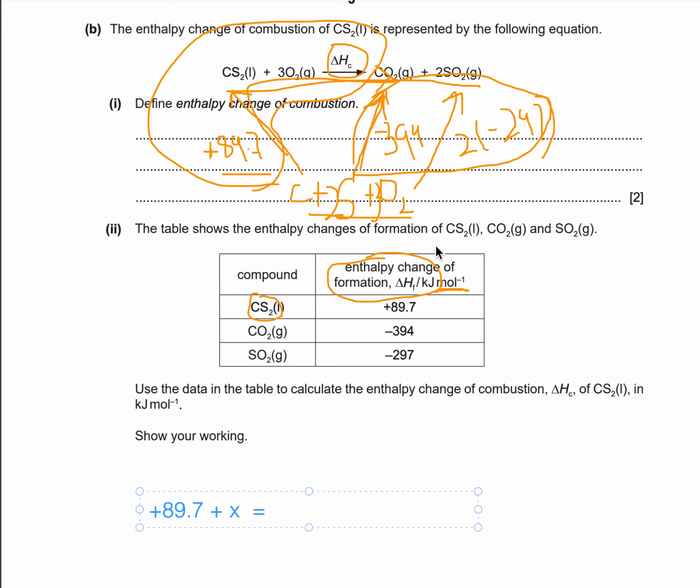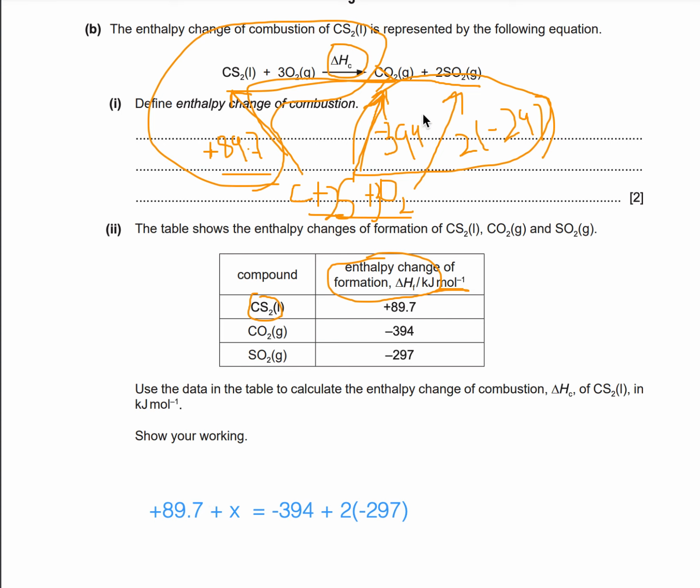minus 394 and plus 2 multiplied by minus 297. And when you solve this, you can calculate the value of x. You will add these two numbers and then bring this 89.7 to the other side with a negative sign, and you can calculate the x like that.